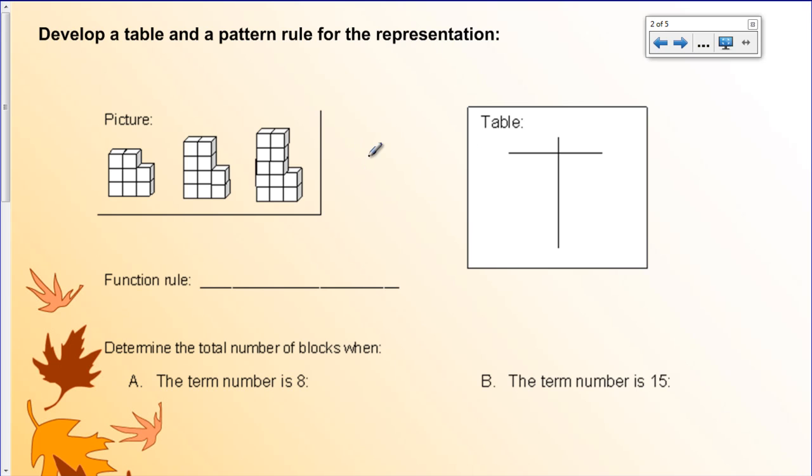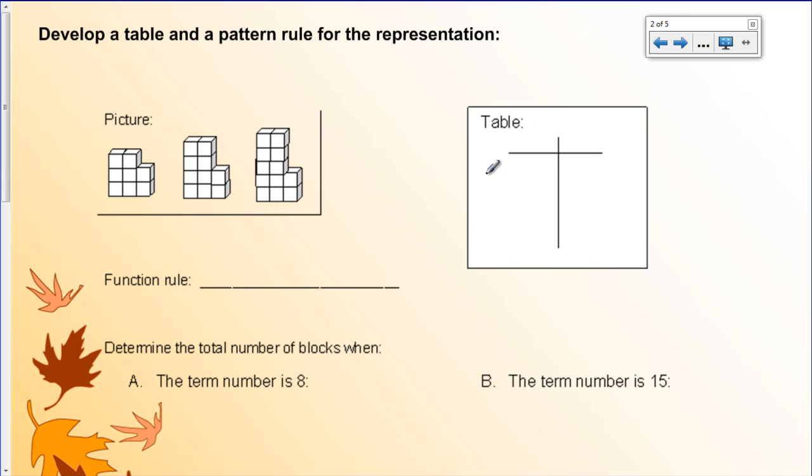Hi. All right. So we're going to take this lovely little picture, and from that we're going to make a table, and from that we're going to make what's called a function rule, which is an expression that we can use to answer the question no matter how many blocks, hexagons, whatever it is that we have.